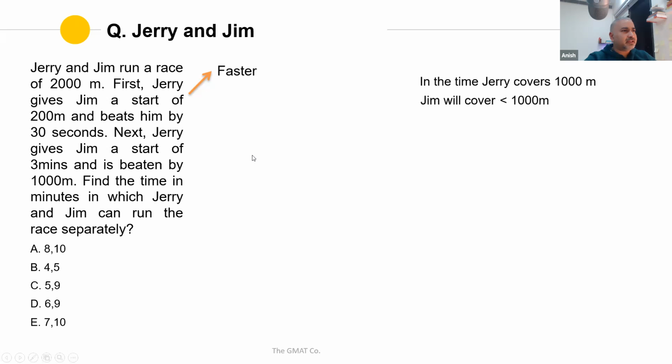Well, I'm looking at the second scenario, in which we are given that Jerry gives Jim a start of 3 minutes, and then Jerry is beaten by 1000 meters. Now, let's understand. Start point, end point. Let's say we're talking about Jim and Jerry here, right? So the slower guy had been running for 3 minutes. He reached a certain point, right? I've shown that in the figure. In 3 minutes, he reached that point, wherever that point is. We don't know yet.